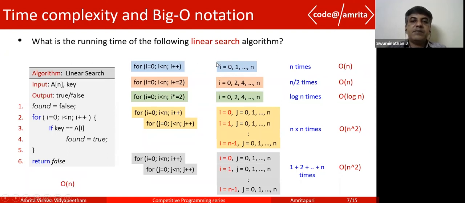I've given some examples. You can look at them. Suppose there is a loop like this, for i equal to 0, i less than n, i plus plus. Then you typically run this.